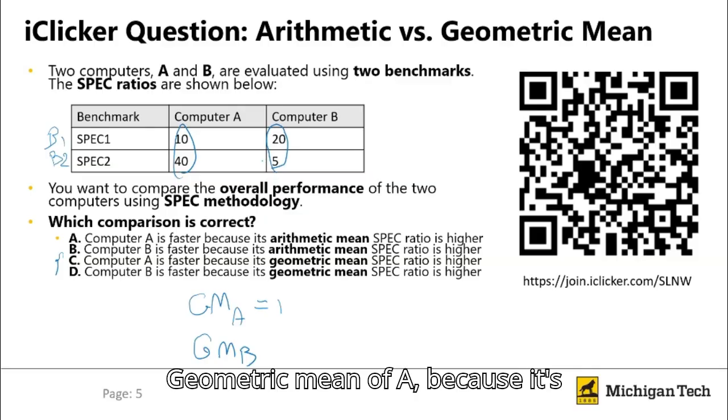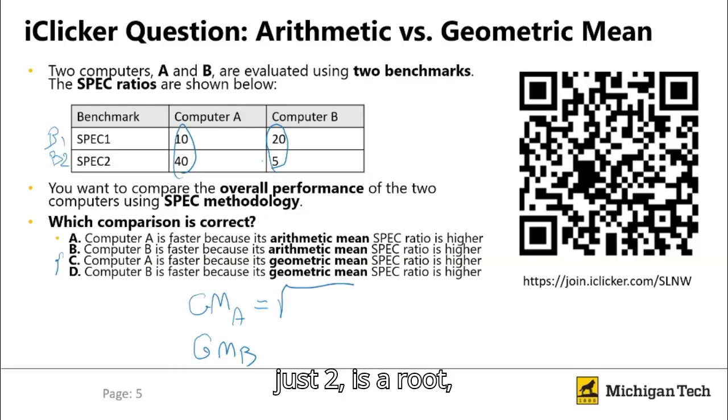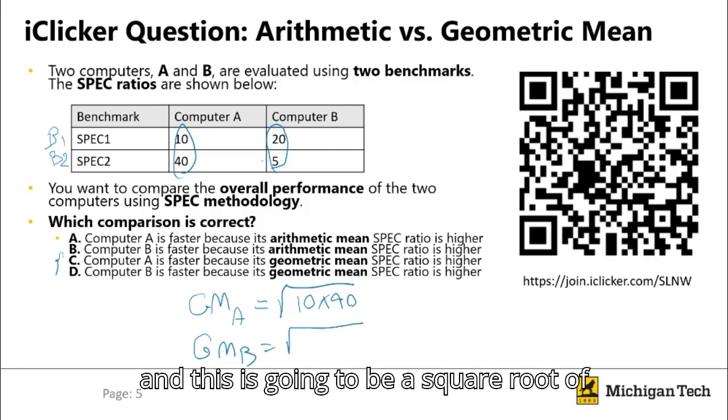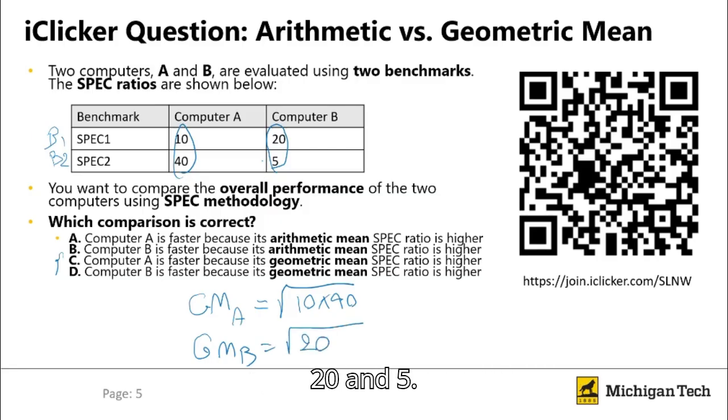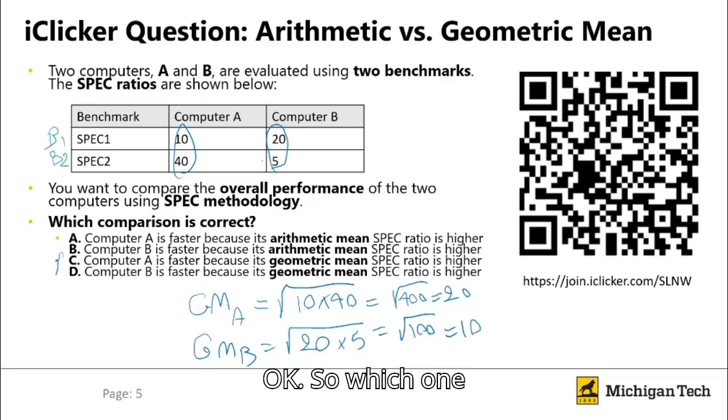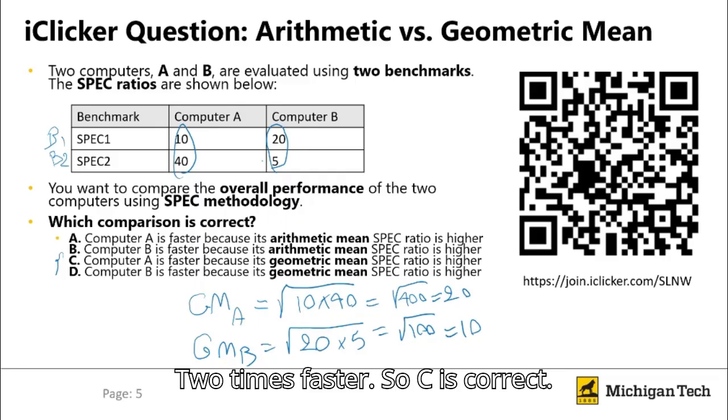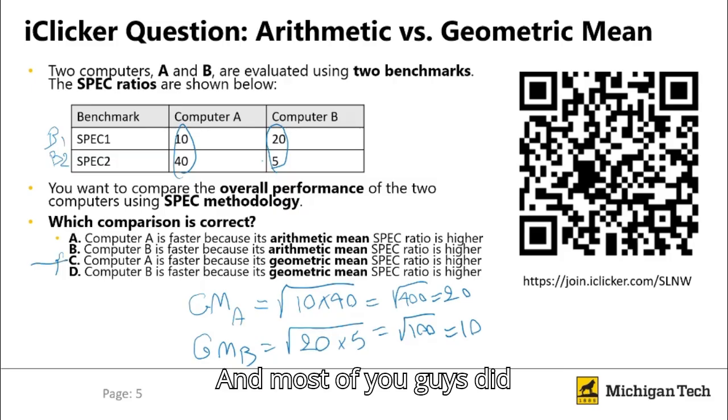The geometric mean of A, because it's just 2 values, is the square root of 10 times 40. And this is going to be the square root of 20 times 5. So it's about 20 for A, and this is going to be 10 for B. Okay, so which one is faster? Computer A is faster, 2 times faster. So C is correct, and most of you did well.